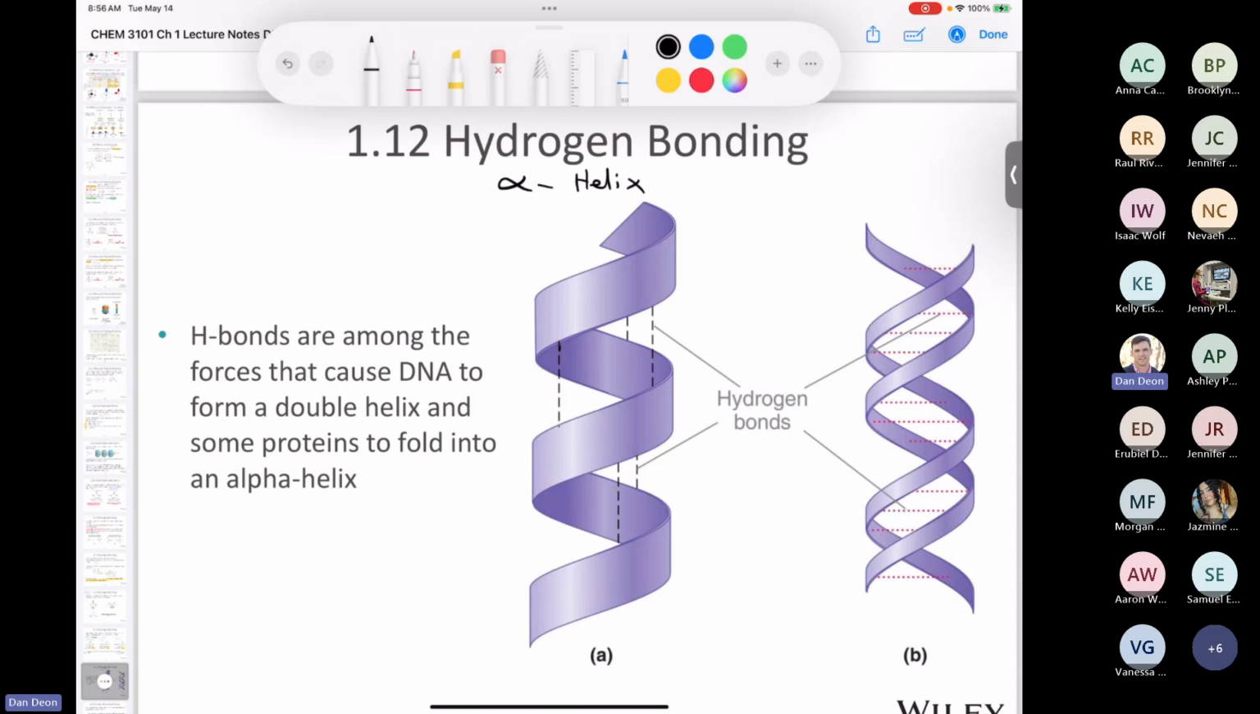Okay, why does it form the alpha helix? It's because of hydrogen bonding. So these are hydrogen bonds in here. And of course, the double helix in DNA. So this is DNA here. Why does it form the double helix? It's a result of hydrogen bonding.